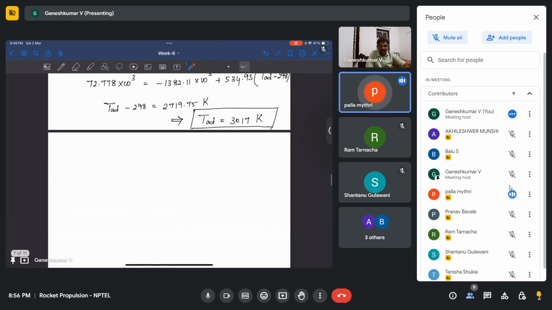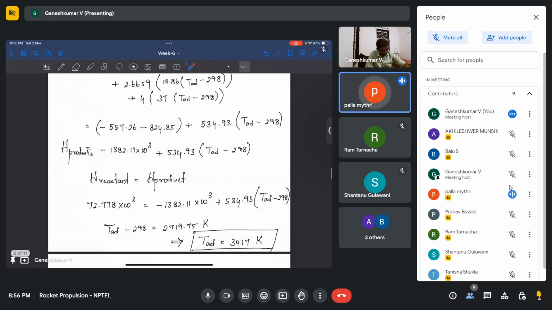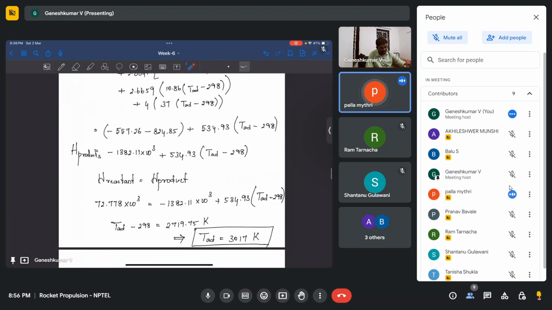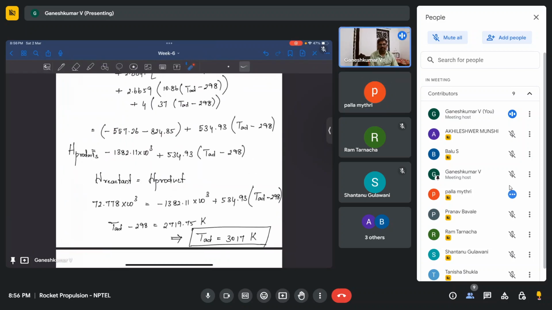So you're a professor in IIT or a PhD student? I'm actually a PhD student, from IIT Gandhinagar. Okay. My research is actually rocket propulsion. Okay.